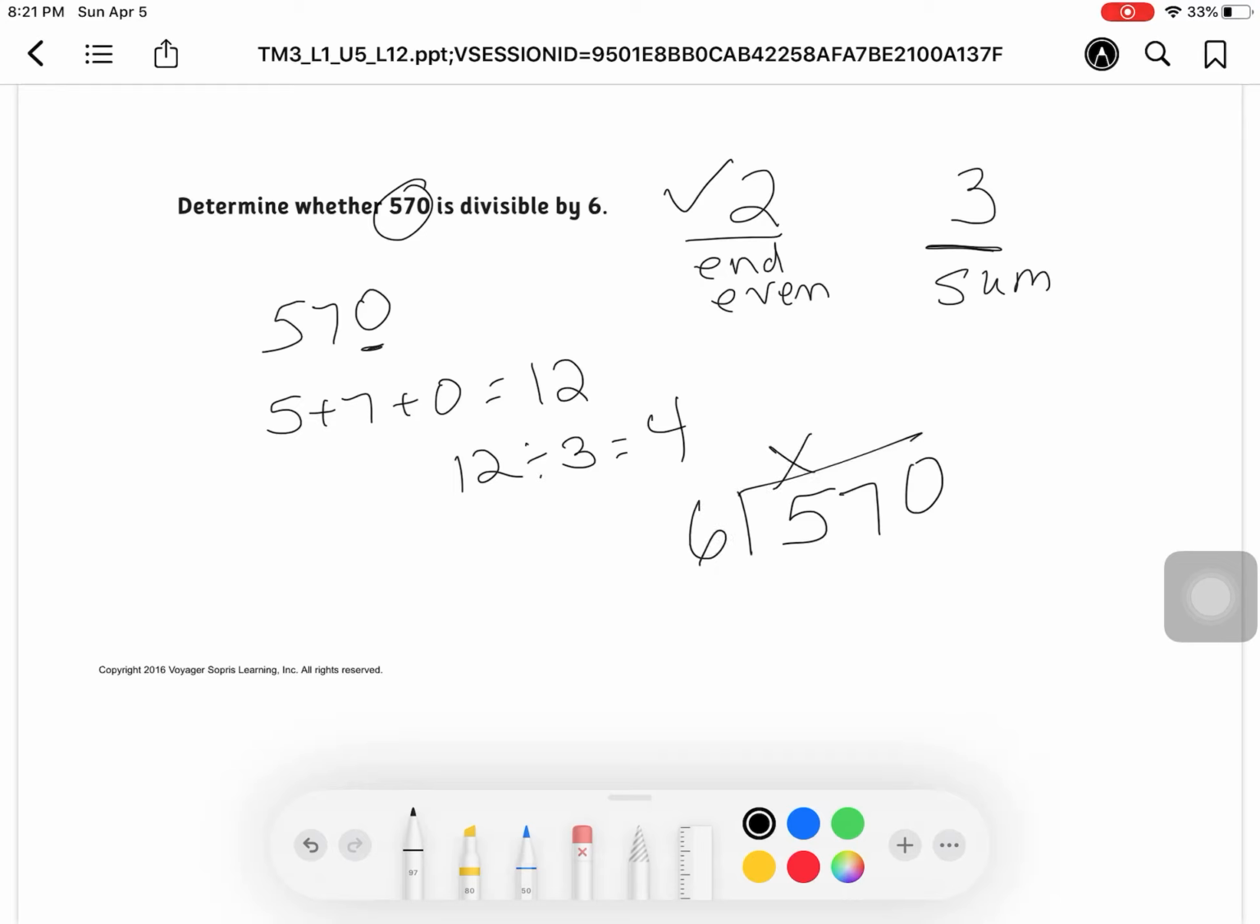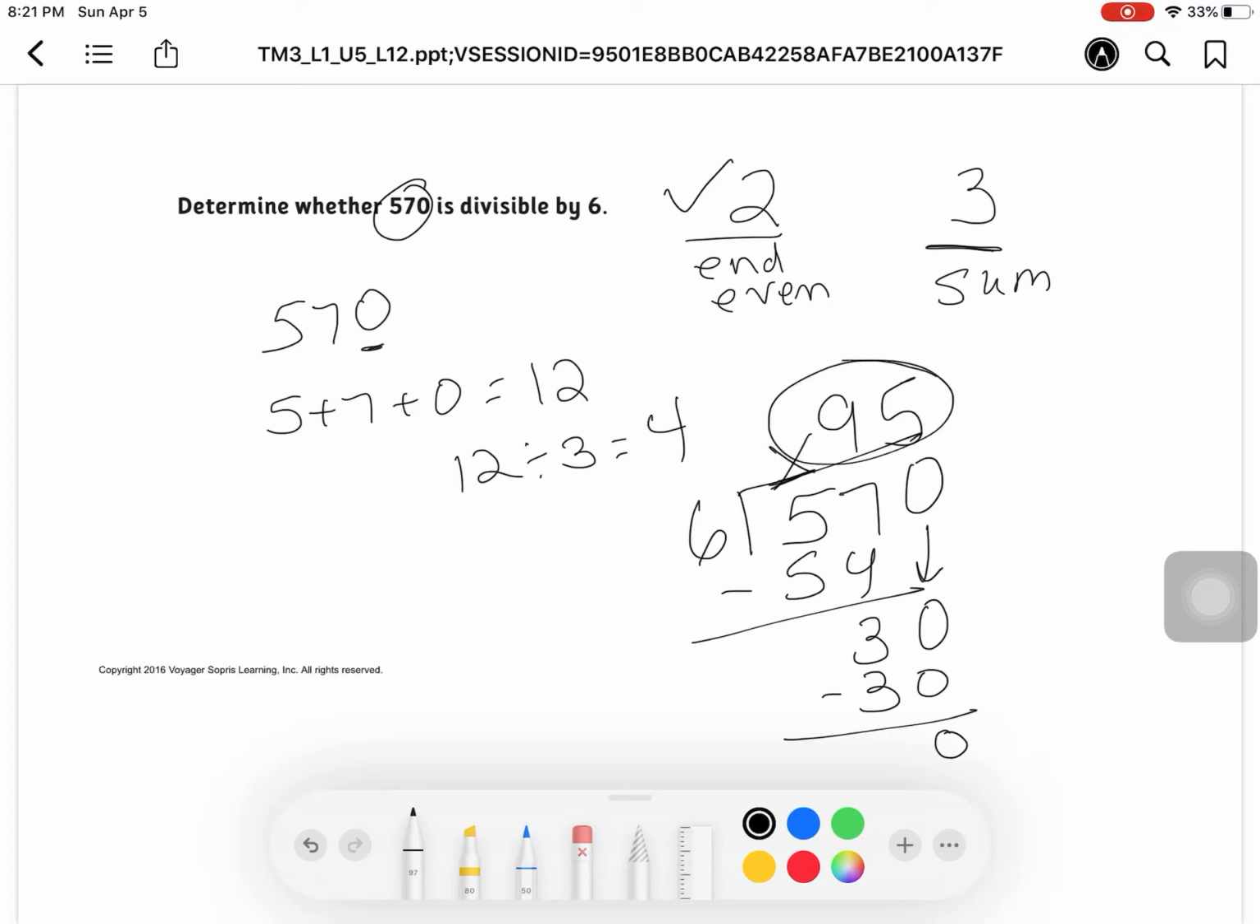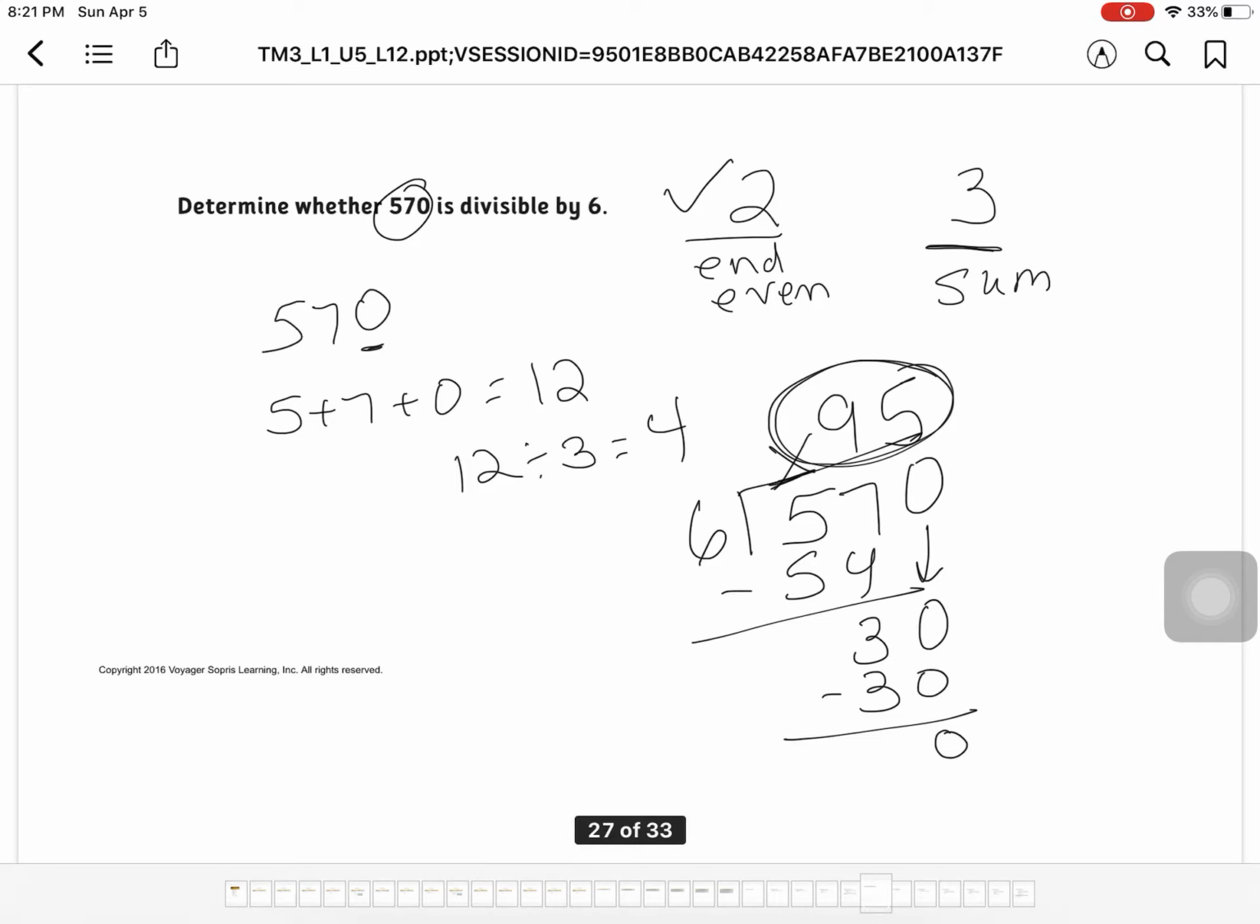6 will not go into 57, so I have to remember to keep that placeholder there. 6 times 9 is 54. So I have to subtract. 7 take away 4 is 3. Bring down my 0. 6 times 5 is 30. Subtract, and I get 0. So my answer is 95.